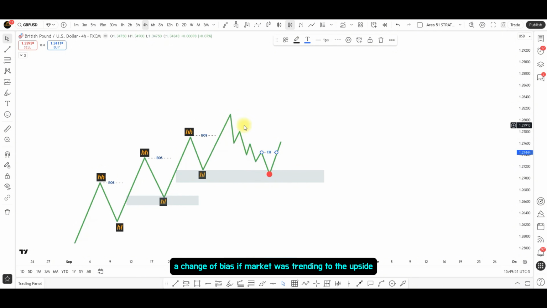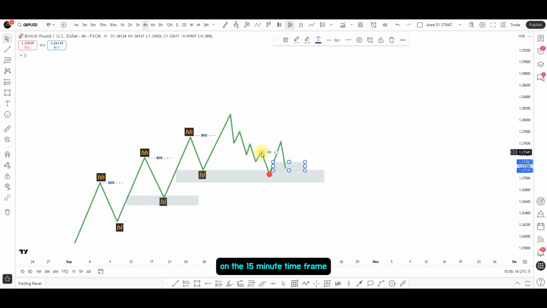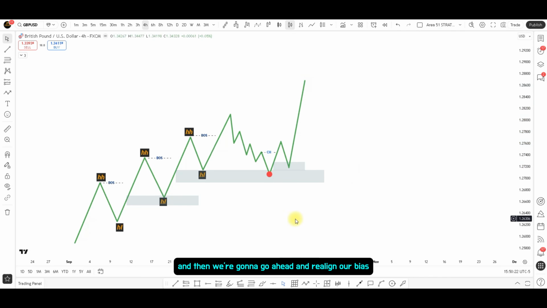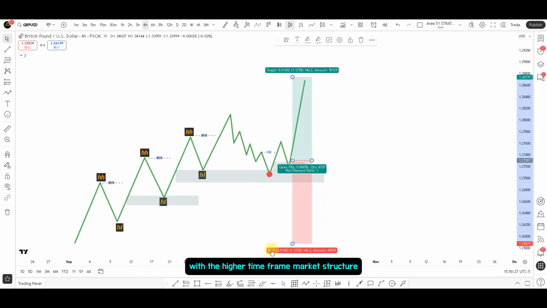If the market was trending to the upside, realigning with the higher time frame uptrend, now price came to what we call a demand zone, and now it created a change of character. Once the price created a change of character, we wait for price to come back to the demand zone that was created within this move on the 15-minute time frame. After the break of structure, the price comes back to the demand zone on the lower time frame, and then we're going to realign our bias with the higher time frame market structure.